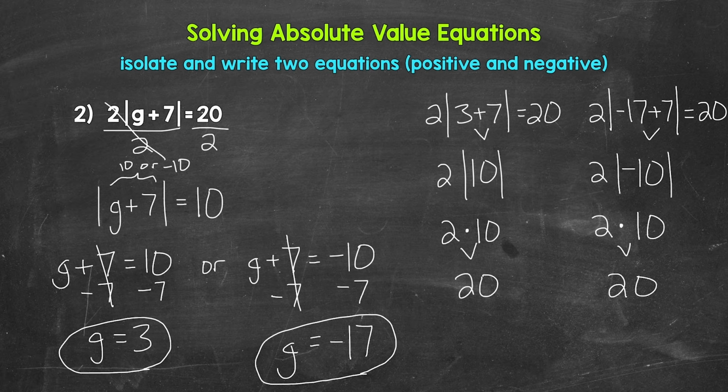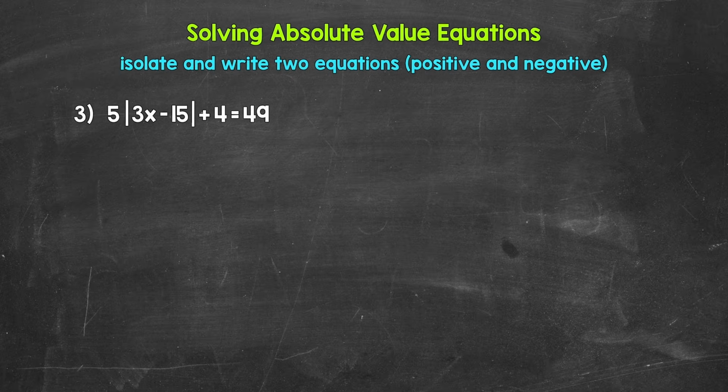So again, our two solutions here for this example, 3 and negative 17. Let's move on to number 3. Now let's take a look at number 3, where we have 5 times the absolute value of 3x minus 15, plus 4 equals 49.